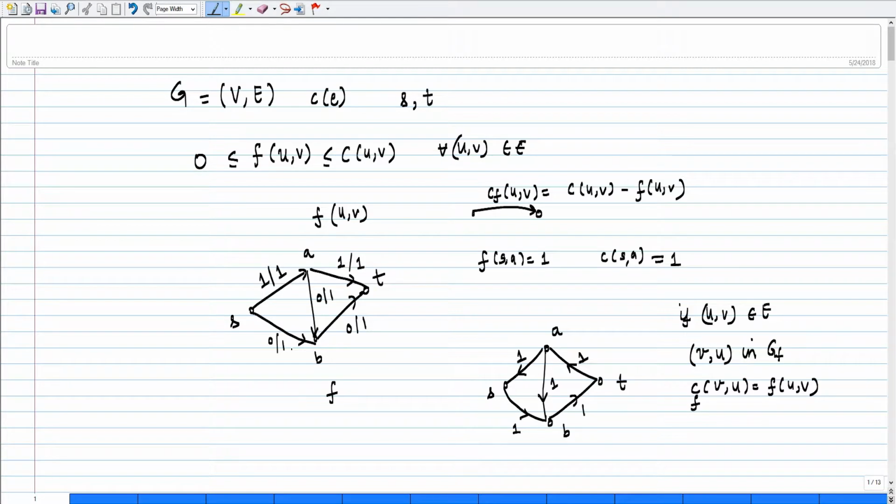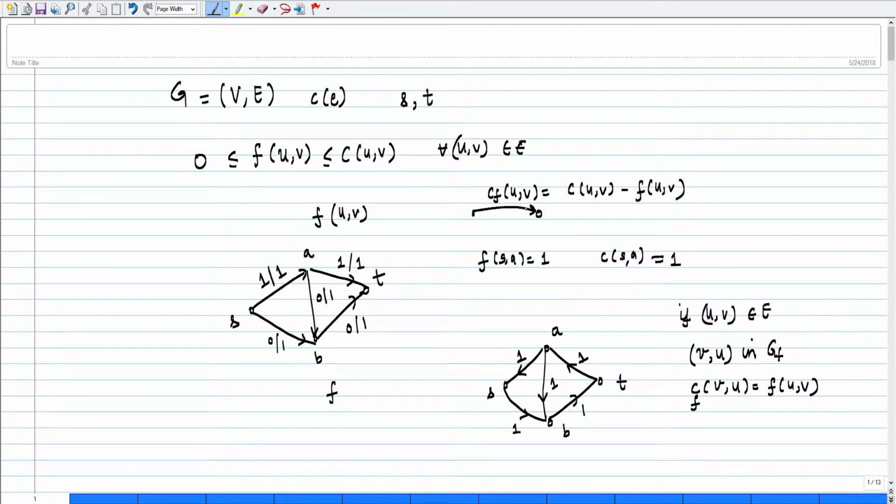In fact, you will be asked to construct residual networks for a slightly more complicated graph and a slightly more complicated flow in the exercise sheet. But now my claim is, why do we do all of this? Why do we have this residual edge? I understand the forward residual capacity.